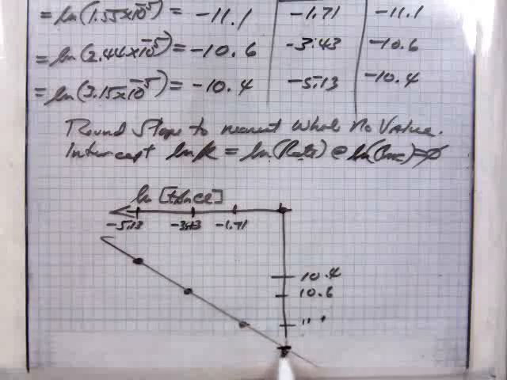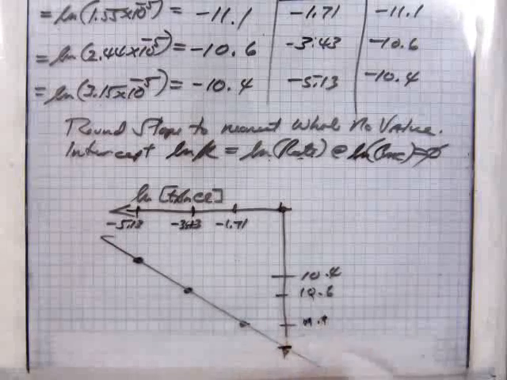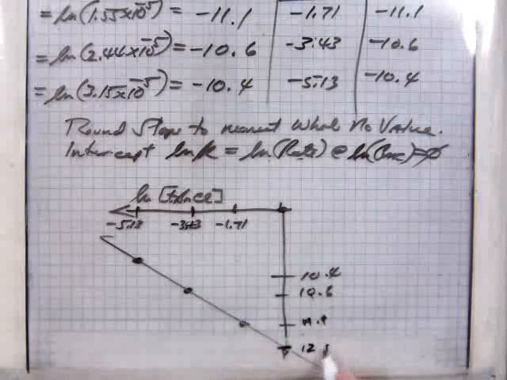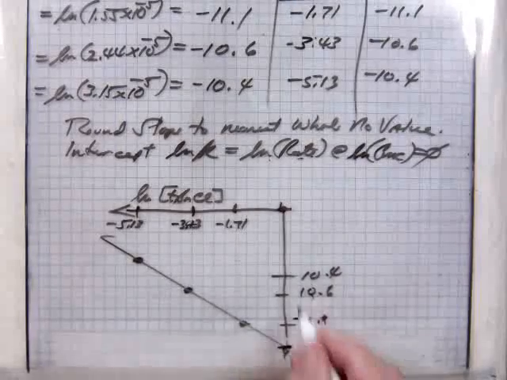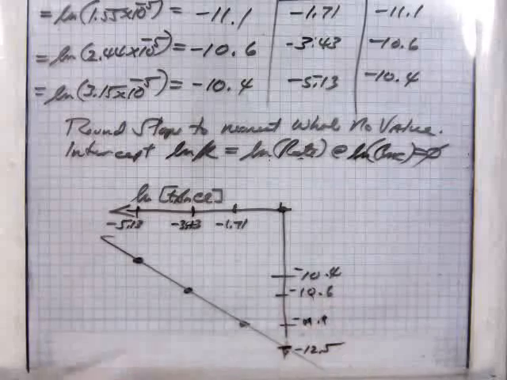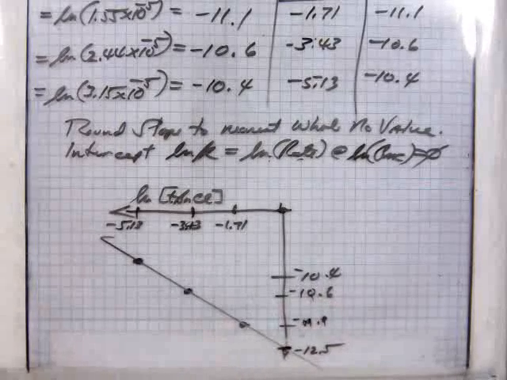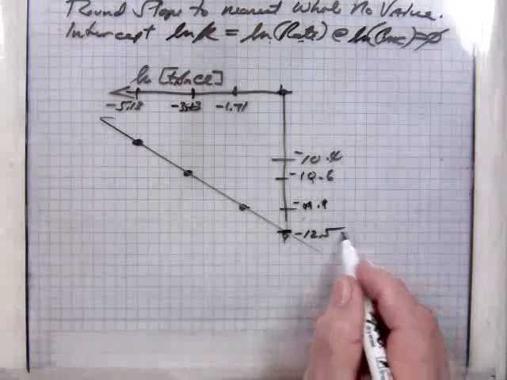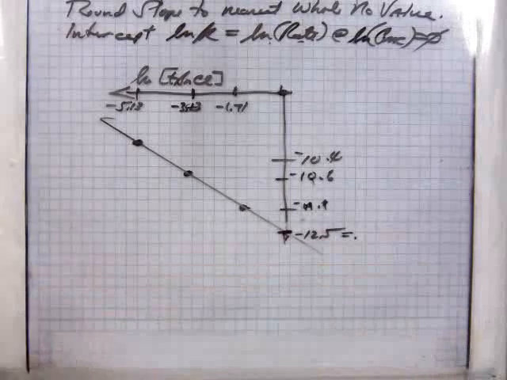So right here, that looks like, well, it's bigger than 11, so I'll say 12.5 or something like that, negative 12.5. These are negative values. Did I plot that right? Let me check. Okay, this number is your ln of rate at 0.